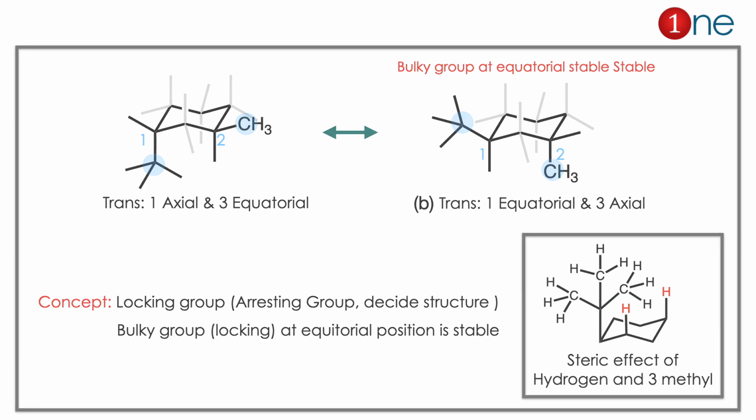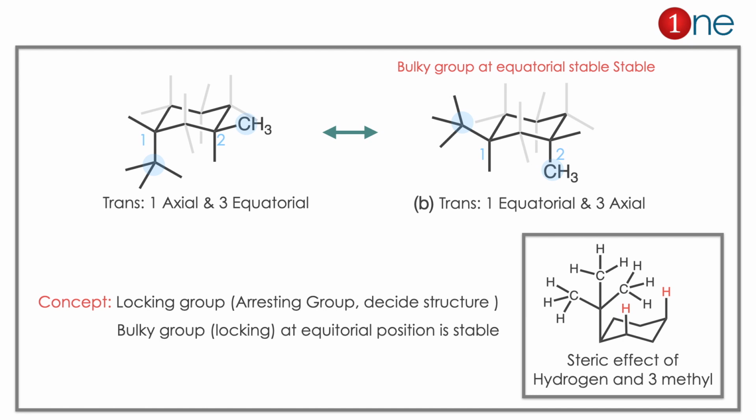Here I have shown it as an inset. Steric effect: you can visually see the hydrogens are very sterically crowded and the carbon is also very crowded. So it should be equatorial, not axial. If it is equatorial, the methyl should be axial. So the answer will be tertiary butyl equatorial, methyl axial.